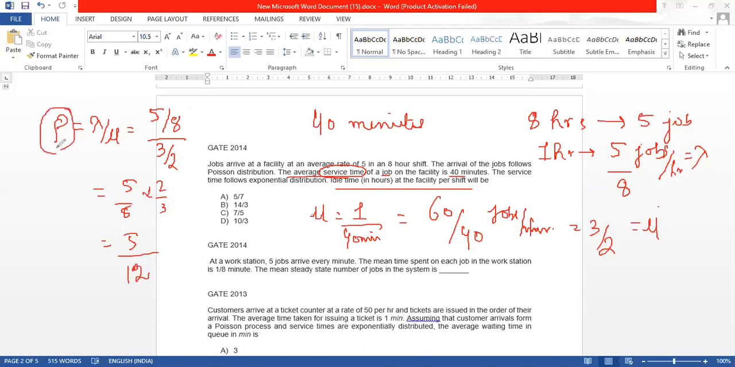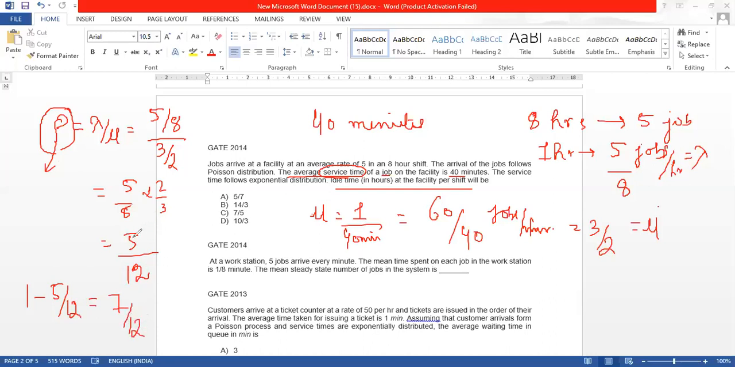And I have calculated rho. This is the utilization factor. This gives the percentage of the time in which the server is busy. I had told you that rho is lambda by mu. This is the utilization factor or service factor. It gives us the probability that the server is busy, or the fraction of the time during which the server will be busy. This much amount of time the server will be busy, and he will be free for 1 minus 5 by 12, that will be equal to 7 by 12.